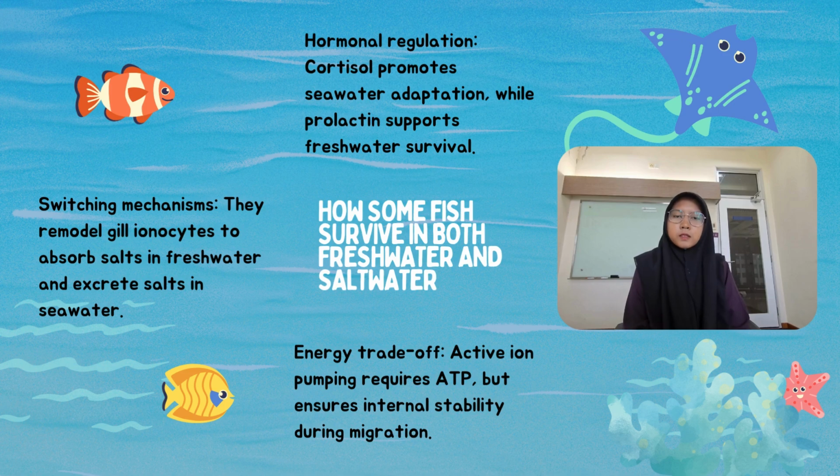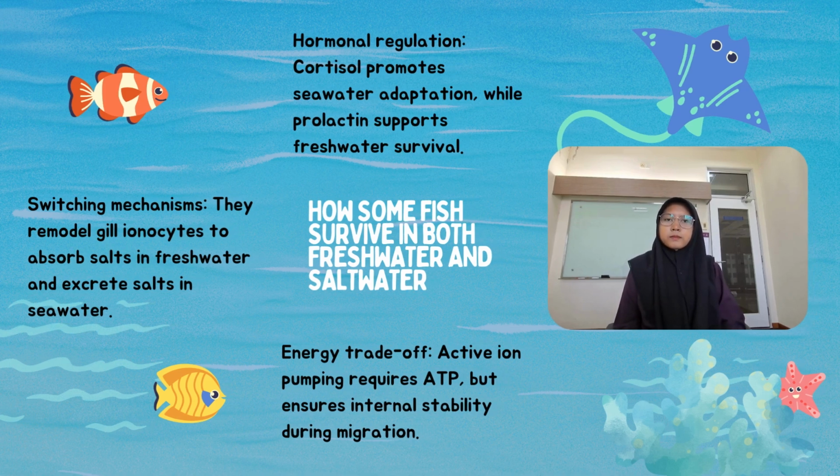The second one is switching mechanisms. To survive salinity changes, fish remodel their gill ionocytes. In freshwater, these cells absorb salts into the blood. In seawater, they excrete salt out of the blood. This cellular flexibility is key to migration.